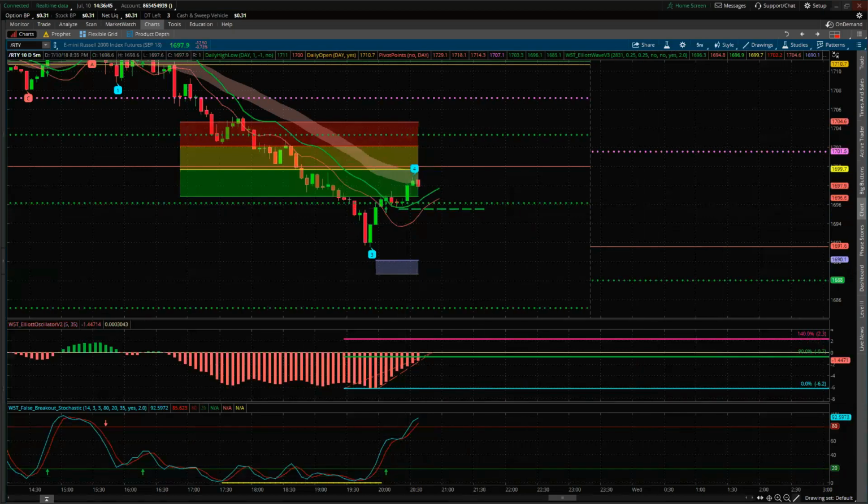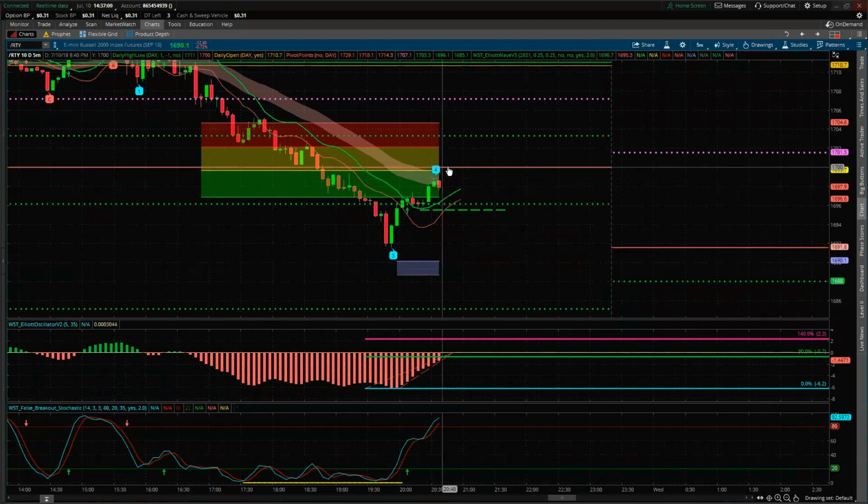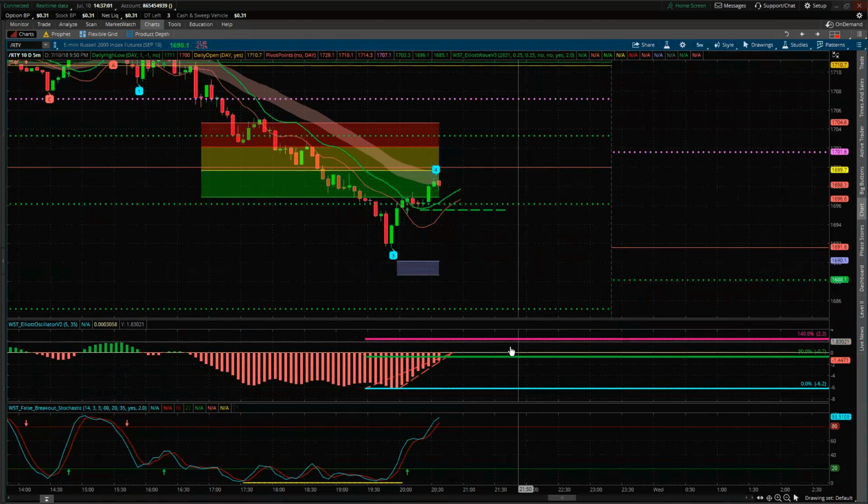Okay, so potentially that could be our entry. We haven't got the 535 and we haven't got the stochastic crossed yet, so we're not going to put an order on just yet, okay? So let's just play this one out. Might be a bit boring for 5 minutes just to see how it goes.